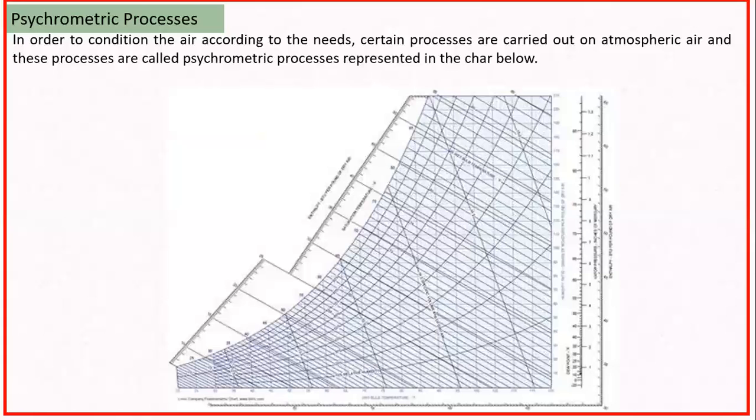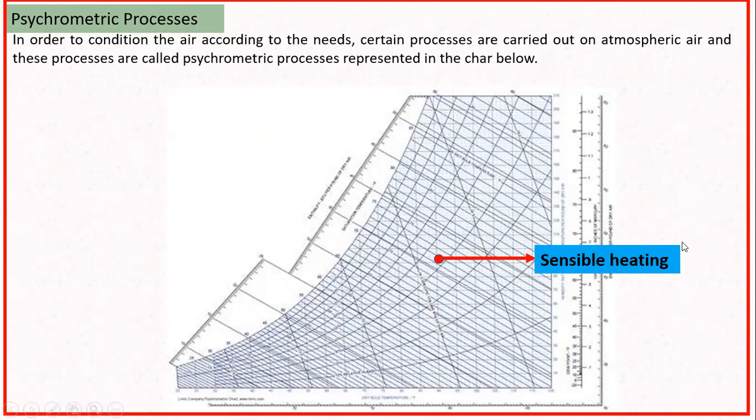Now, let us see what the different processes are which can be carried out in order to obtain the required comfort at the required location. The first process we'll see: before going to the process, let us consider the psychrometric chart. In the psychrometric chart, let us consider a certain position here. Now, the first process is sensible heating.